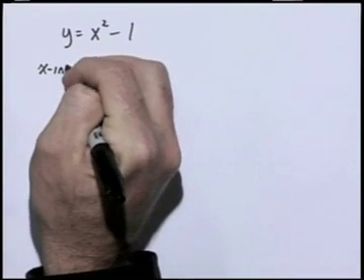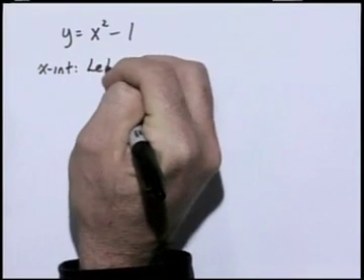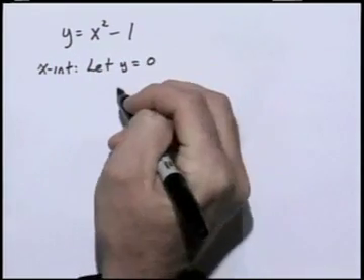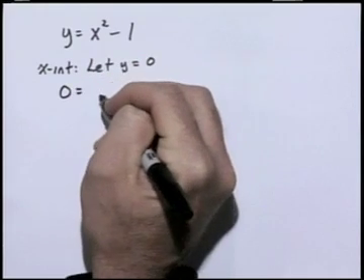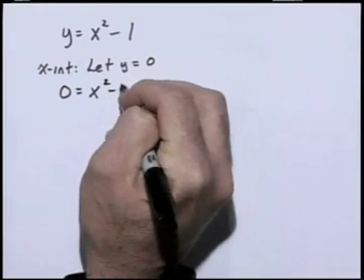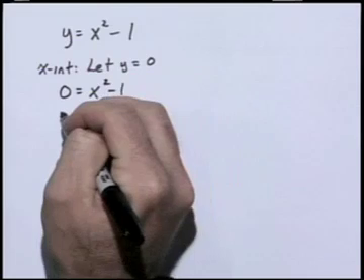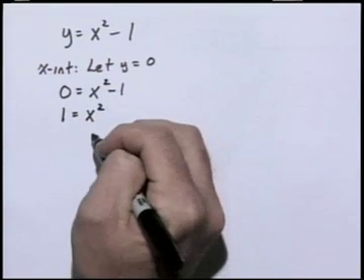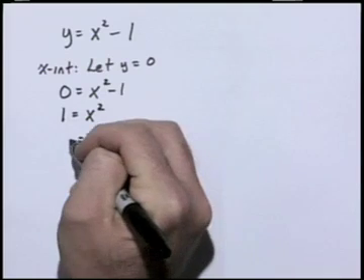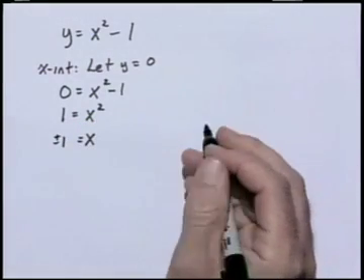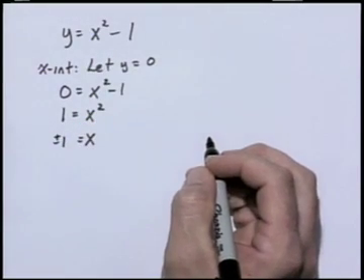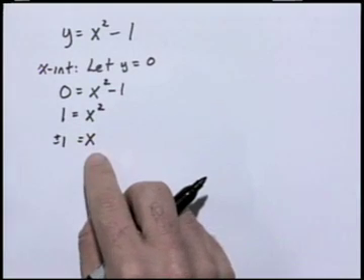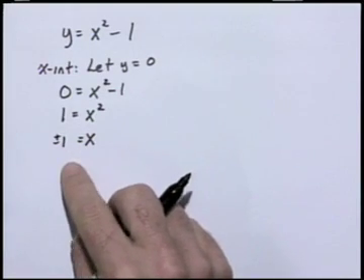To find the x-intercepts, we're going to let y equal 0. The equation that results is 0 equals x squared minus 1. If we add 1 to both sides of the equation, we get 1 equals x squared. Square root both sides of the equation, you get x equals plus or minus 1. So we have two x-intercepts, 1 and negative 1.